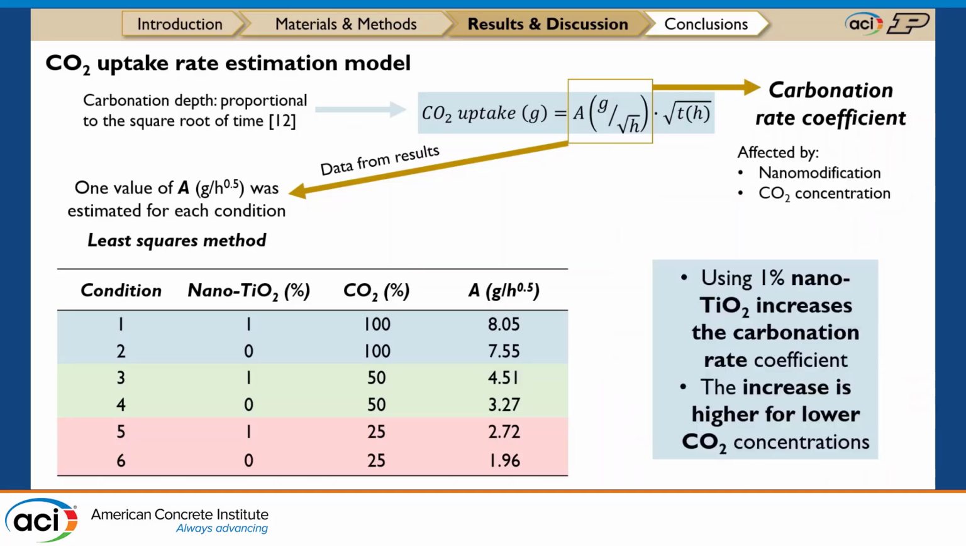So with this, we can see that using this 1% titanium dioxide nanomodification, we have an increase of this coefficient, and furthermore, this increase is higher for the lower CO2 concentration. As you can see here, the increase in the red part when we are exposing it to lower CO2 concentration, we have an increase of almost 40% of the carbonation rate when you're nanomodifying the sample, versus when you're exposing it to 100% CO2, which is just 7%.